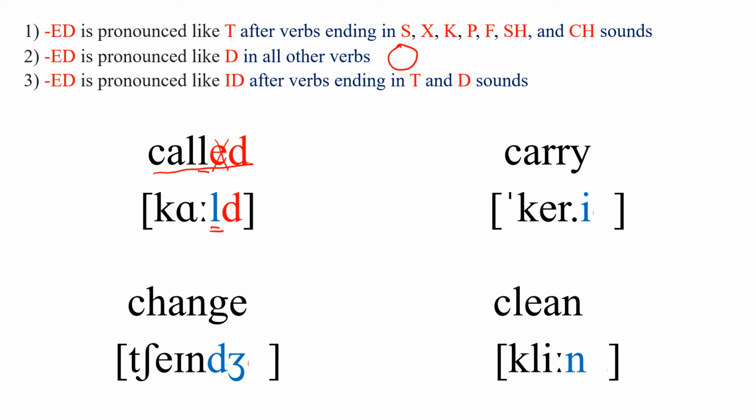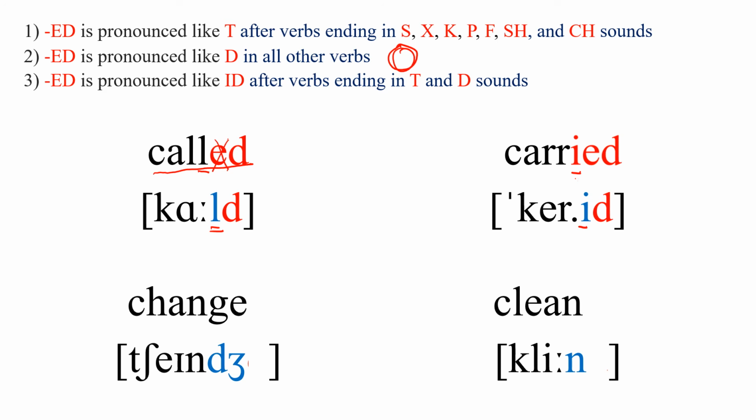Next one, carry. This is a consonant, so we need to put ED, but there is a rule of Y. When the last letter is Y following a consonant, this Y becomes I, and we add ED. So it spells C-A-R-R-I-E-D instead of Y-E-D. And then this I is a vowel, which is voiced, so we add this sound, and we read carried.